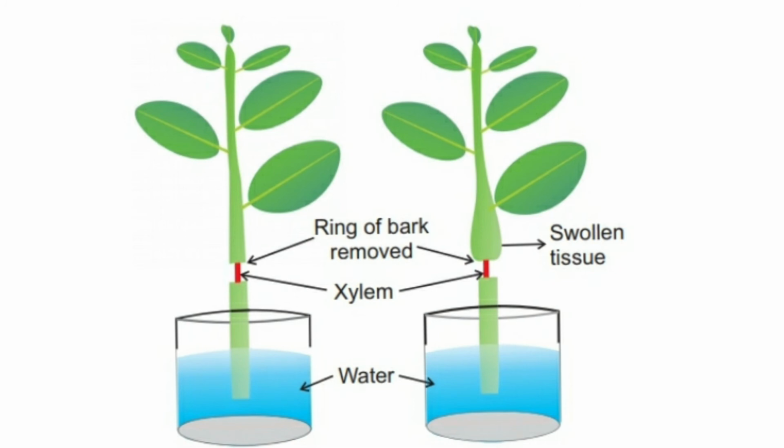What will you see? The stem shows swelling in the upper portion. This is due to accumulation of food material because the phloem was removed and it blocked the downward movement of food. So from this we can say that phloem transports food materials.